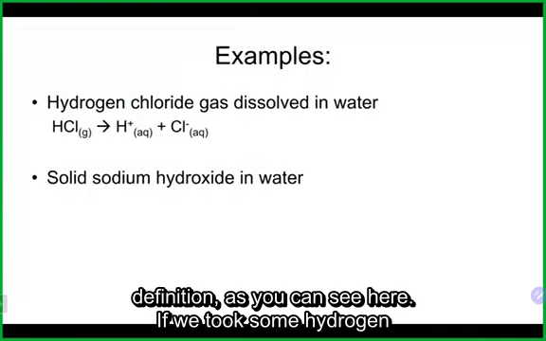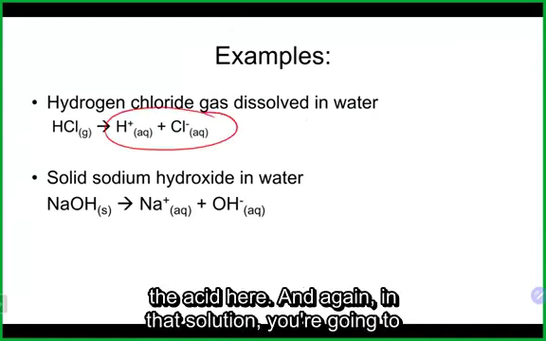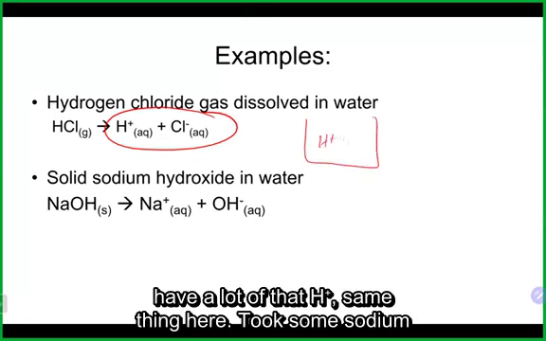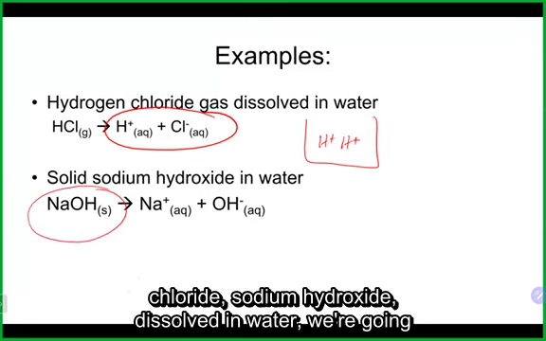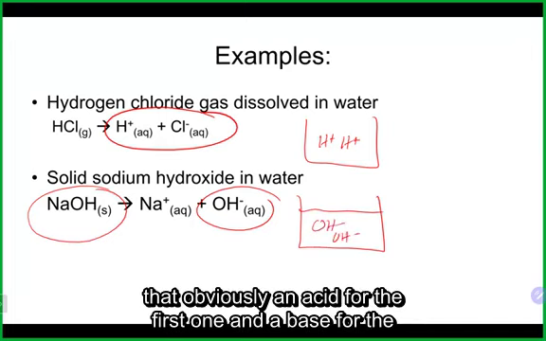As you can see here, if we took some hydrogen chloride gas and bubbled it through water, we actually get the acid here. And in that solution, you're going to have a lot of that H plus. Same thing here. Took some sodium hydroxide dissolved in water. We're going to produce that hydroxide ion. And that is going to make the first one an acid and the second one a base.